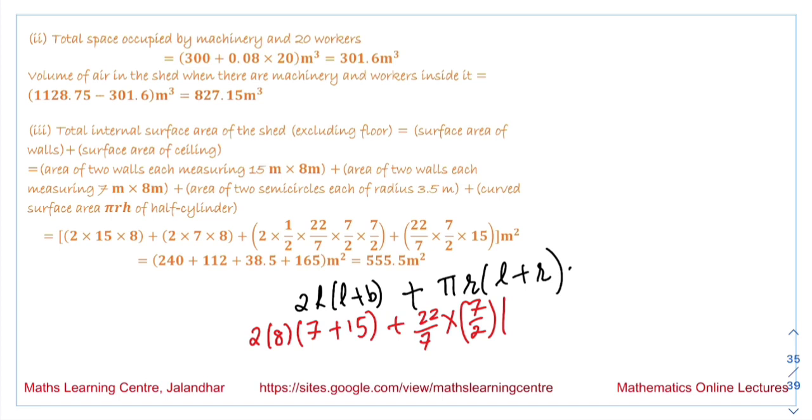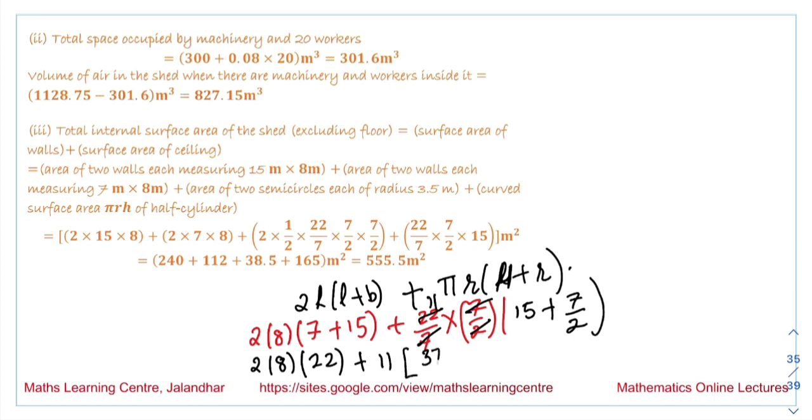into L plus R, it is L plus R we are talking about, it is basically h plus r. The value of h is 15, and plus the value of radius, it is 7 by 2. So on solving these values, we will get 2 into 8 into 22 plus, this 7 gets cancelled, this gets cancelled, we are left with 11 into 37 by 2.